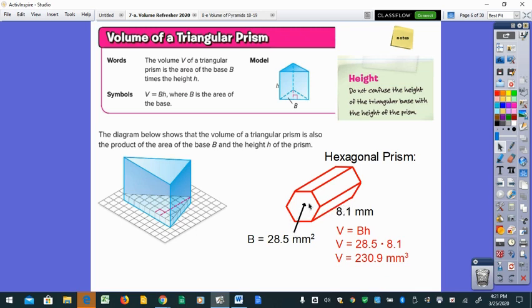So you would take the base area, which I gave to you, multiply by 8.1 in your calculator, and the volume of this hexagonal prism would be 230.9 millimeters cubed. Don't forget that power of 3 for volume. Don't confuse the height of the prism with the height of the triangle. Just wanted to point that out. I'm going to show you what I mean in the next couple examples here.